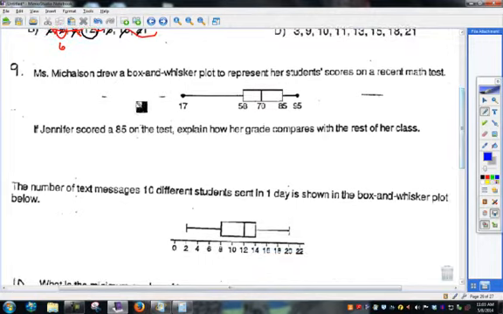Okay. Miss M, we'll say, drew a box and whisker plot to represent her students' scores on a math test. So you can see the scores. Here, this is a 17%. Nice job. You can see that about the middle of the class is a 70%, and the best person in the class got a 95.